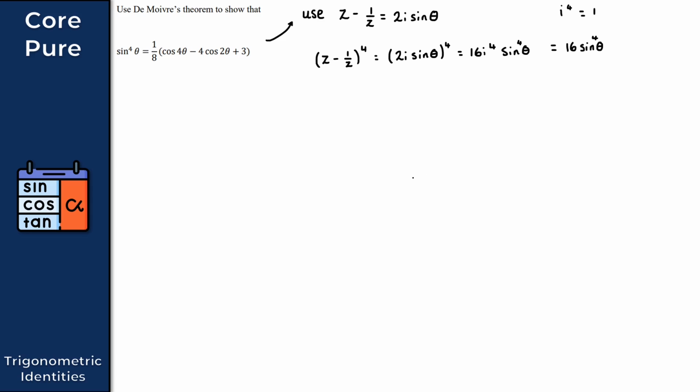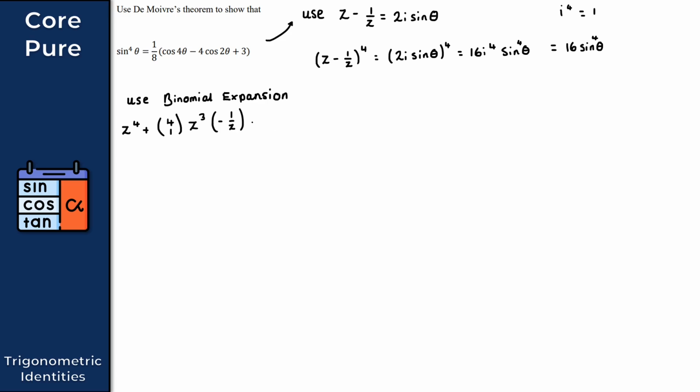Okay. So what we're going to do now is use the binomial expansion on the left-hand side. So if we use the binomial expansion here, what do we get? To start with, we get z to the 4. We then get 4 choose 1, times that by z cubed, and we times it by minus 1 over z.